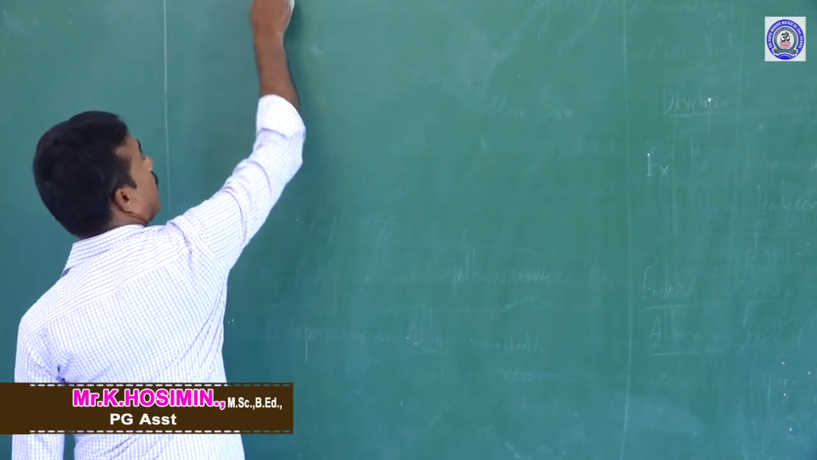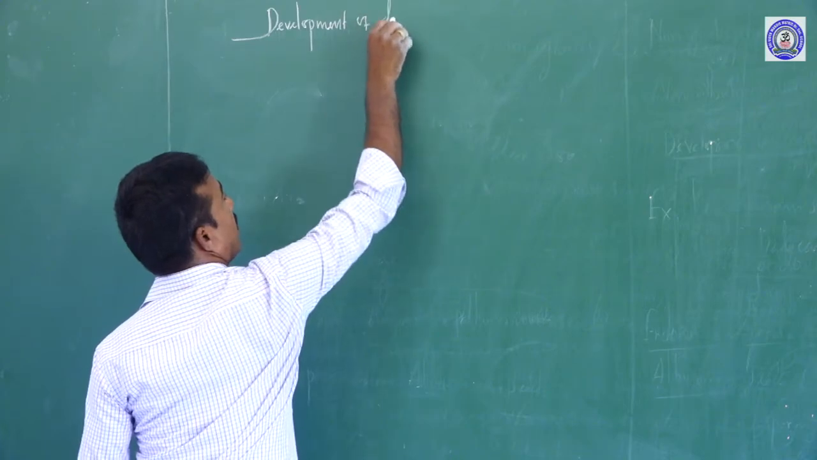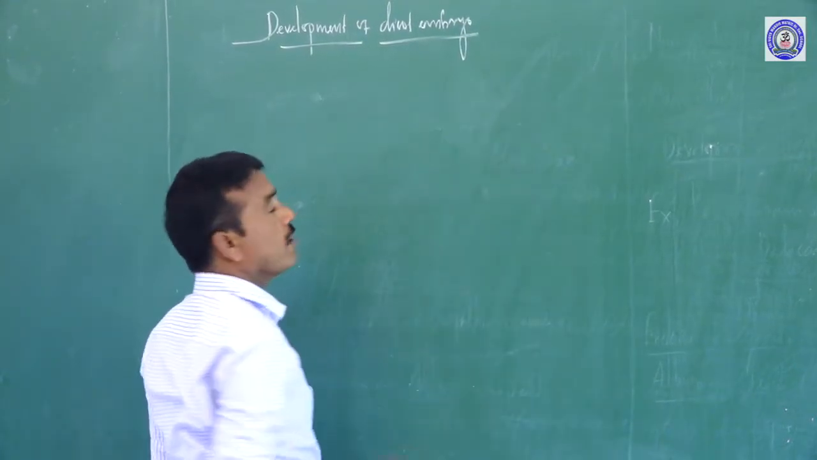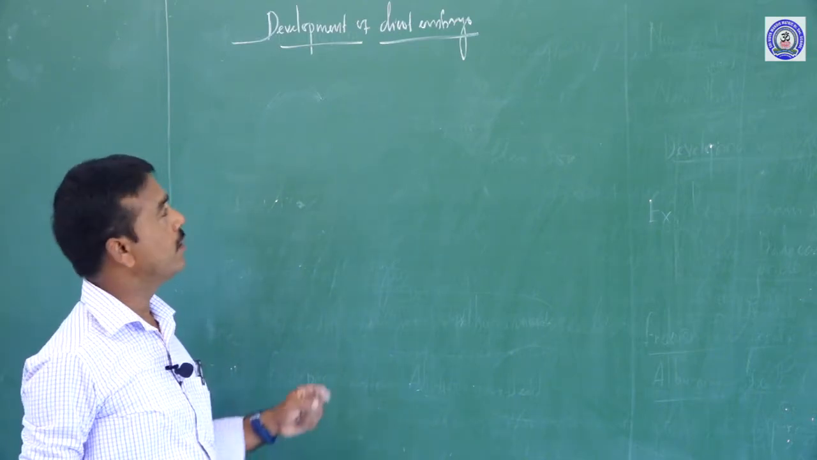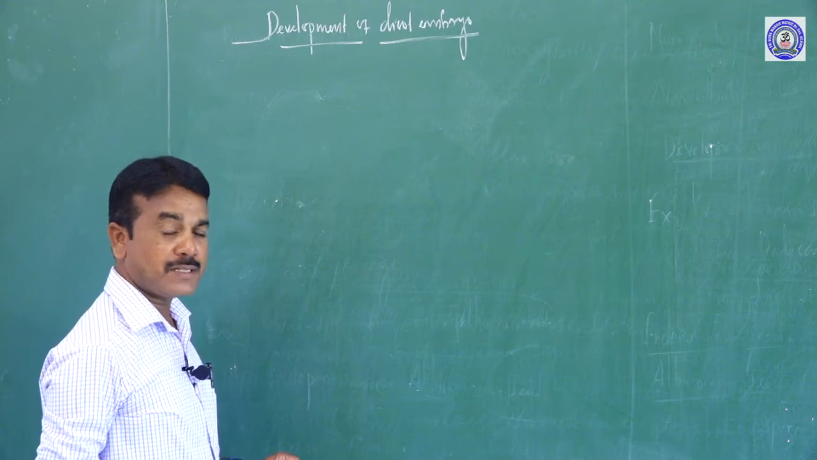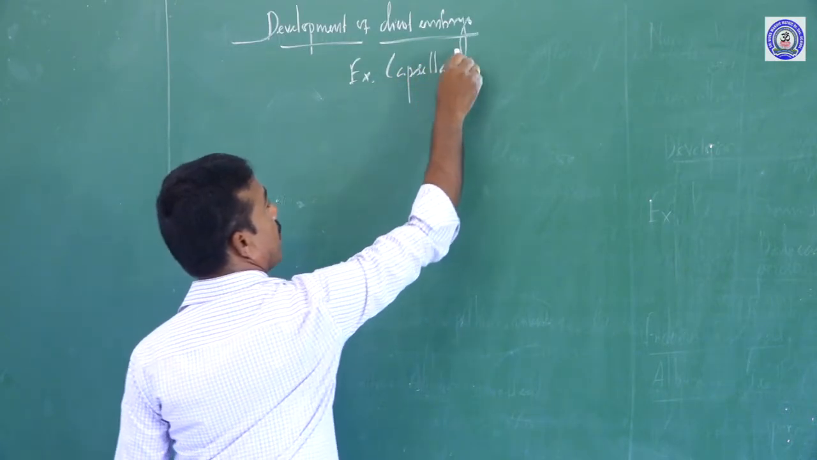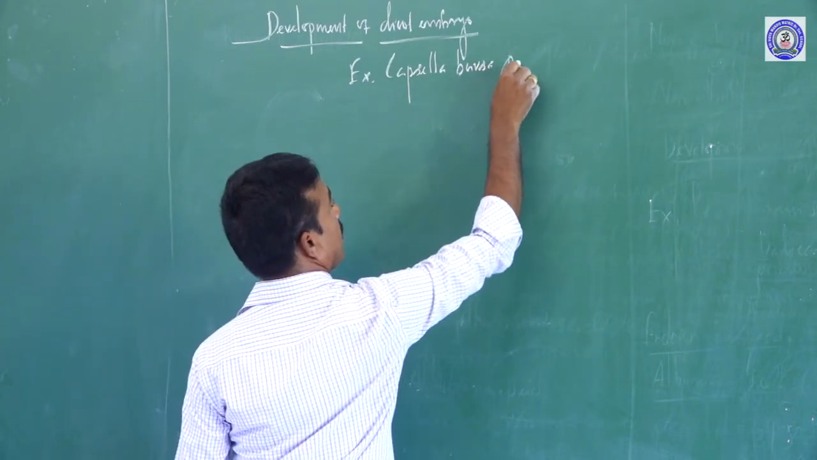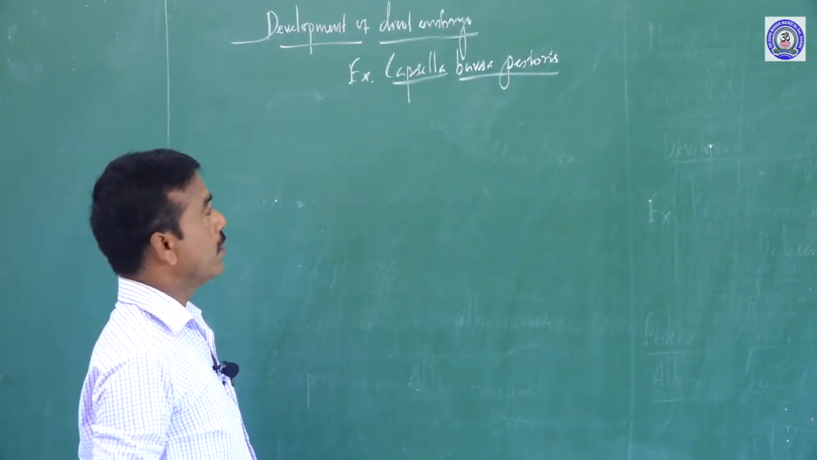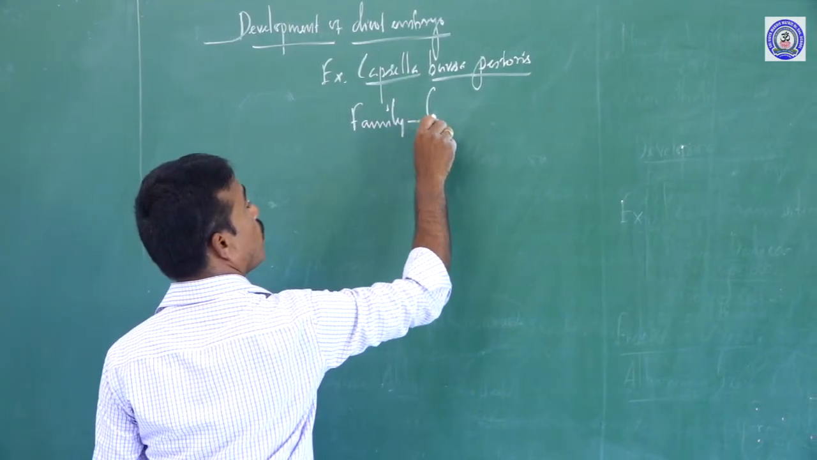Development of dicot embryo. According to your syllabus, the example given for development of dicot embryo is commonly called Capsella bursa-pastoris. This species comes under the family Cruciferaceae.